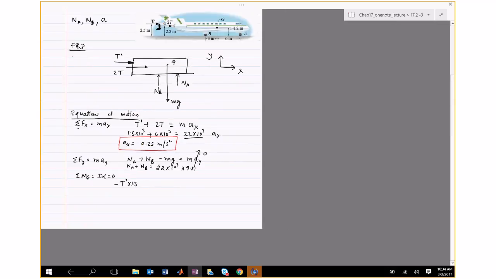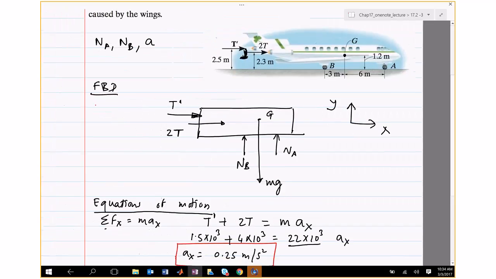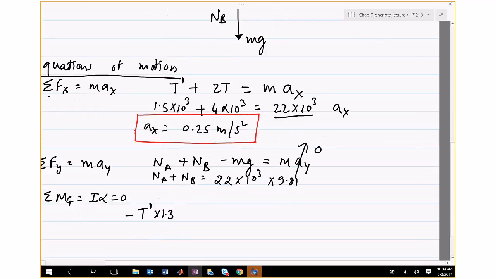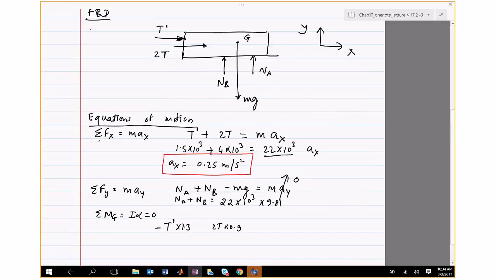Okay, the next force is 2T. It acts at 2.3 from the ground. We need to find the effect of the 2T force about G, and so the vertical distance between the point of application of 2T and G is 2.3 minus 1.2, or 0.9. So this is going to be 2T times 0.9. Again, this force acts above G, so it's going to produce a similar effect. It's going to turn the plane clockwise.